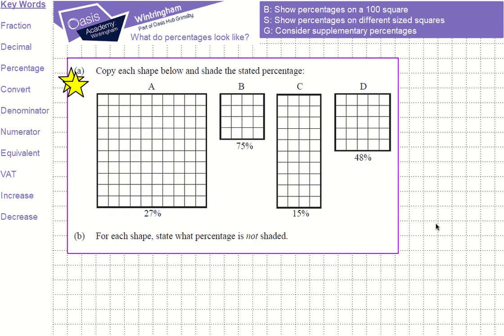Okay, last question then. Now this one's going to be a little bit more tricky for some people because we've now got different size squares or different size rectangles. Can you copy each of the shapes below and shade the percentage? So on this diagram, can you show 27%? On this diagram, can you show 75%? This diagram is 15%, and this one is 48%. And for each shape, state what percentage is not shaded. Pause the video while you have a go and press play when you're ready to see the answers.